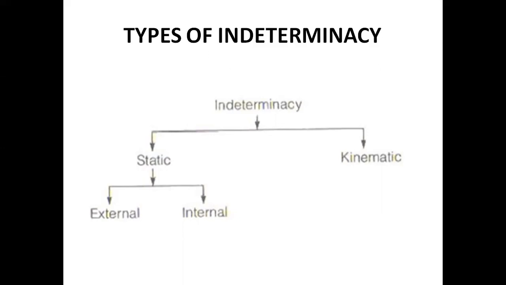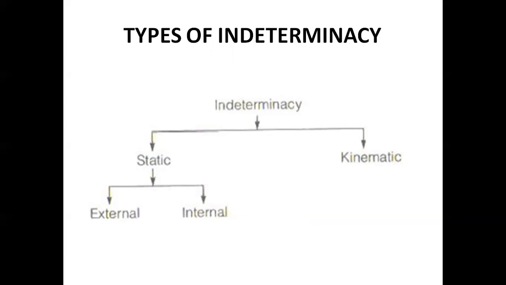As the term suggests, static means something that is stationary, and kinematic means something that is in motion, or something that is concerned with motion or movement. So this is a basic understanding about the two of them. We will be dealing specifically with static indeterminacy in this lecture.